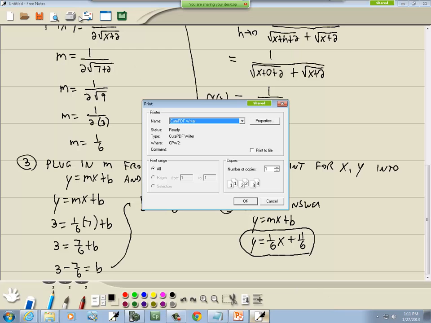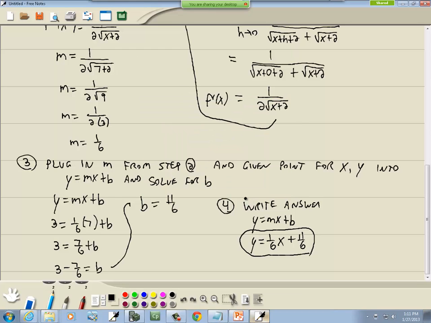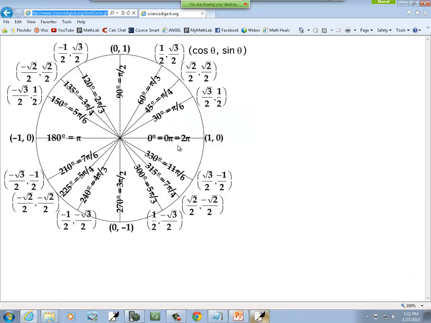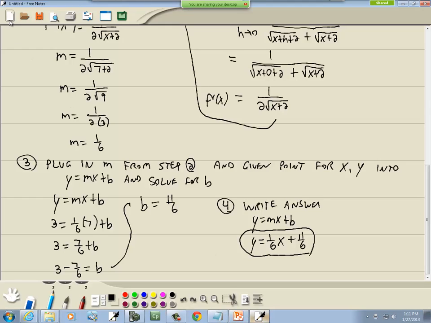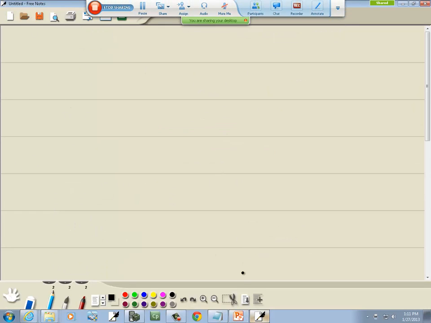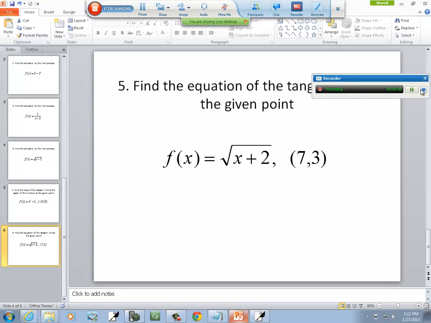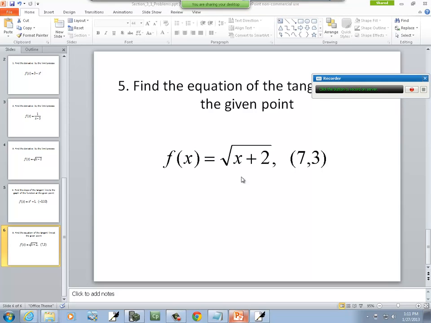Let me save this. And there we go. And I think that was the last problem. Let me double check. Yeah. So let me stop the recorders. And we're done with that section.